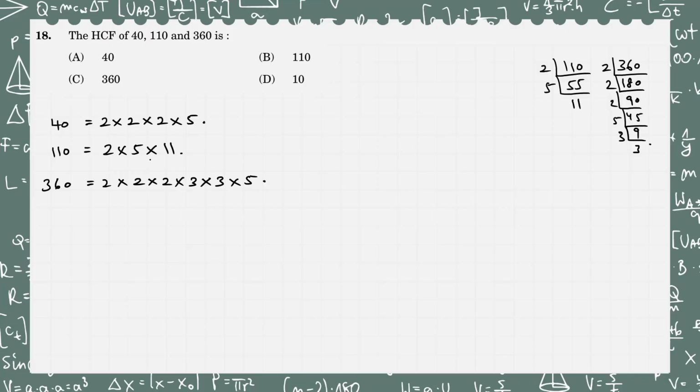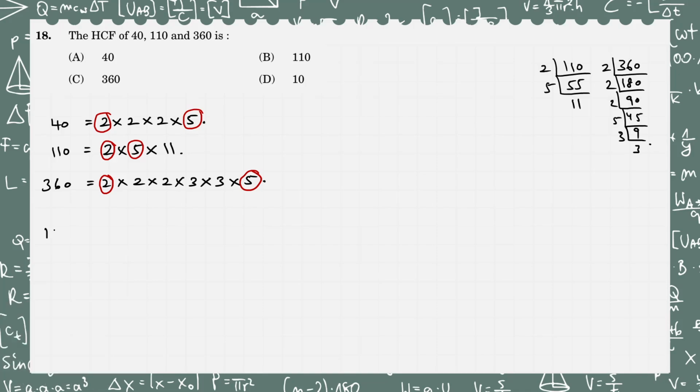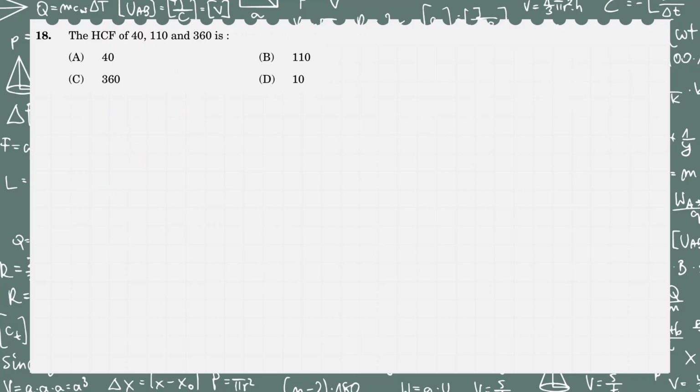And whatever common factors every number's prime factorization has, we have to pick those. So 2 is available in all the factorizations, only one 2 is common, and all of them have a 5 common and nothing else, right? So only these two are the common factors. So HCF of 40, 110 and 360 will be the product of the common factors, correct? So that is nothing but 10, and the answer is given in option D. That's the correct answer. Let's move on to the next sum.